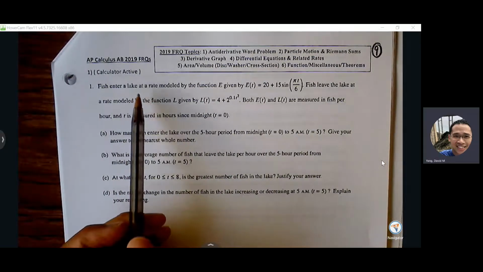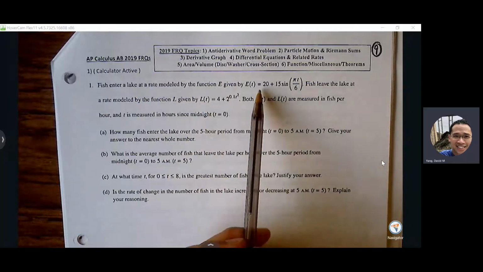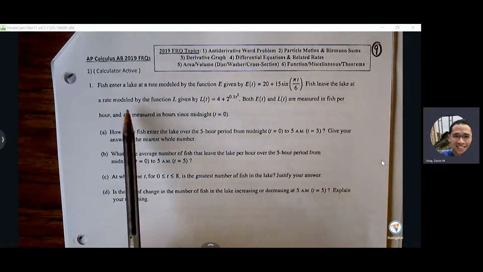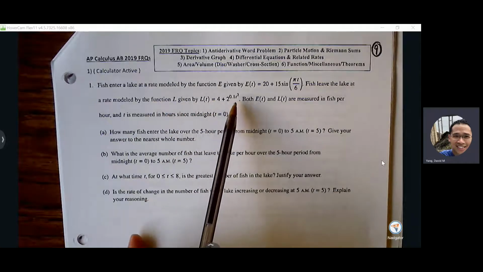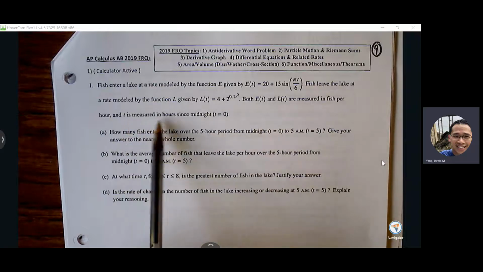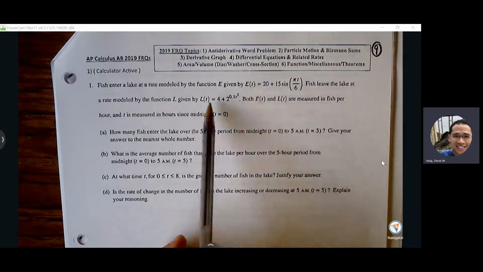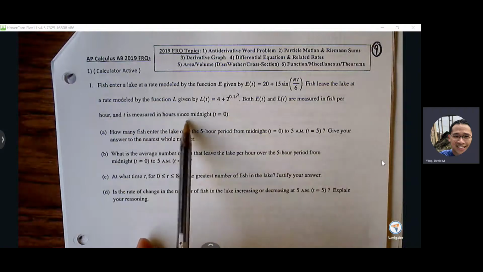Okay, so fish enter a lake at a rate modeled by E of t. Fish leave the lake at a rate modeled by L of t, given by 4 plus 2 to the 0.1 t squared. Both E of t and L of t are measured in fish per hour. So both E and L are rates, right?